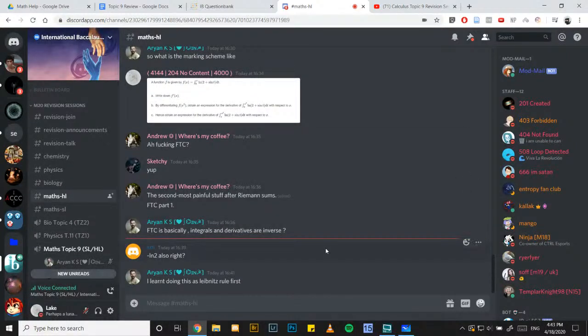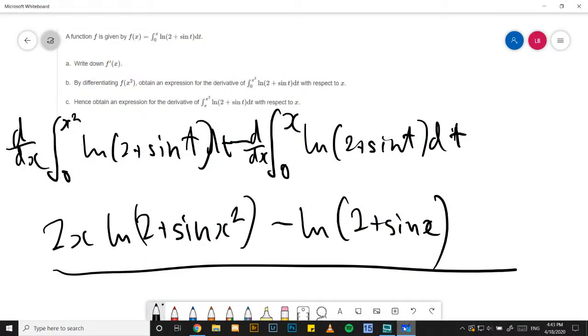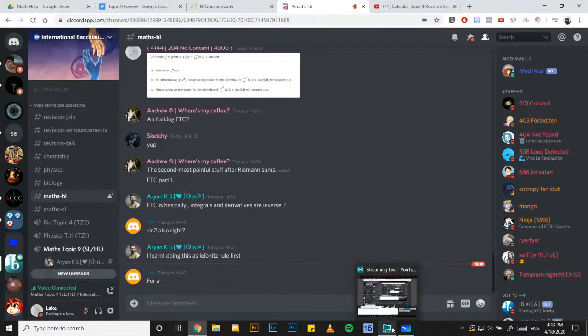So negative ln 2 also, right? Leibniz rule first. I don't know, I haven't used Leibniz rule. Like, I just do stuff. And this is how it works. For A, negative ln 2. For A, no, it's not a negative ln 2 for A.